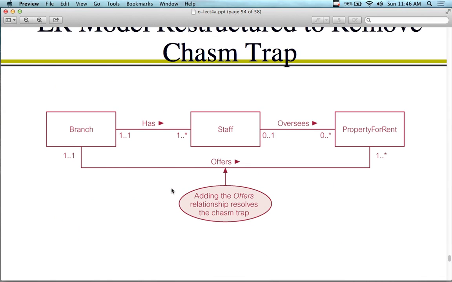So in this particular case we added this offers relationship. When we add the relationship, then we can tell which branch this property for rent is actually listed at. So we have the branch that has staff that oversees property for rent. We can tell by adding the offers relationship. So in some cases we can add a relationship to avoid ambiguous relationships. We can just put it in there. And then eventually when we translate this into diagrams, we take it out.